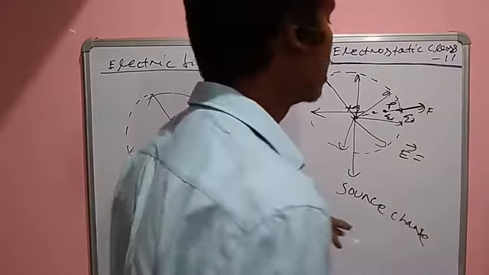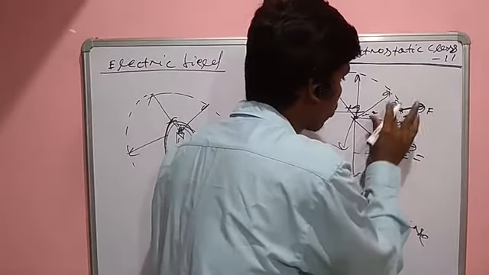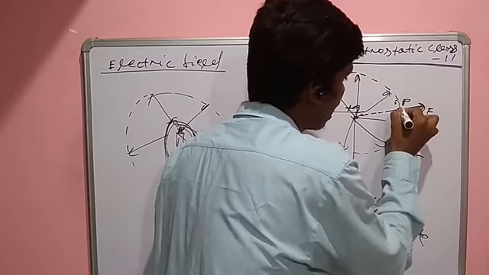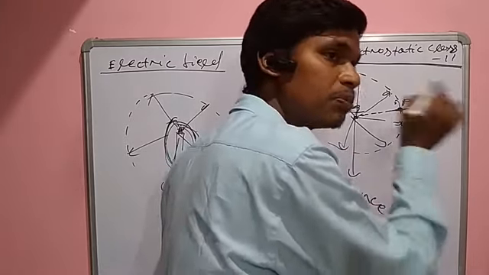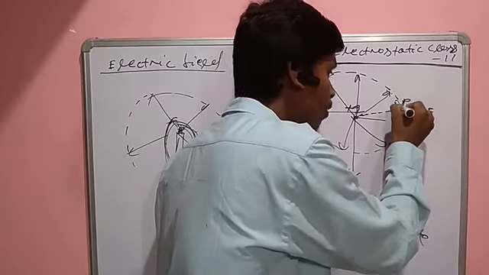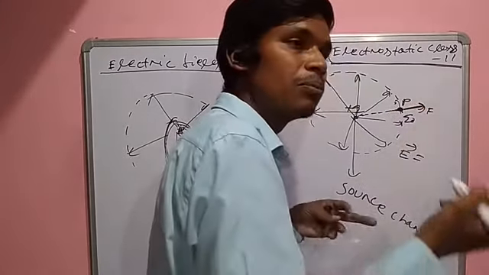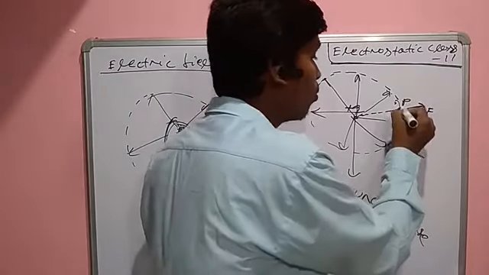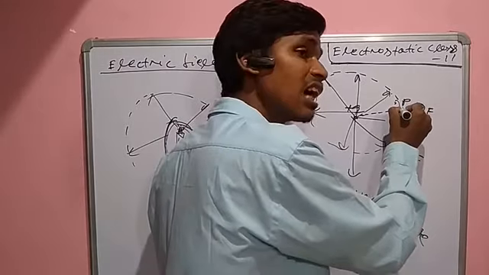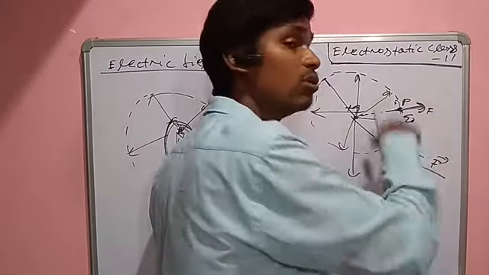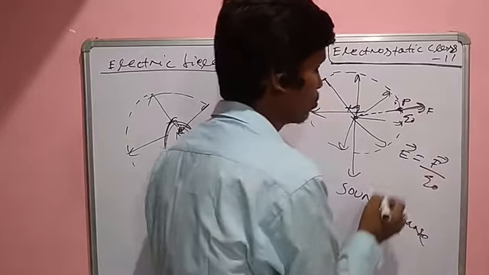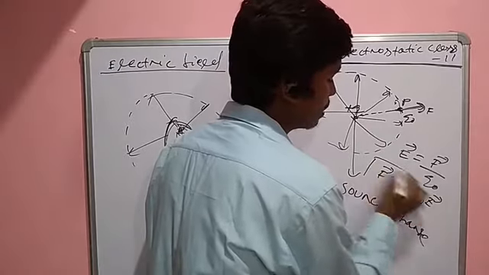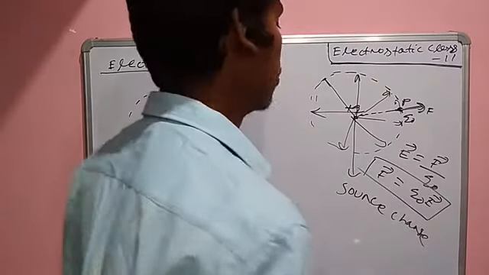The field can be defined. Suppose this point P is here, and at this point a test charge Q0 is present. At this point the field exists. What is the value of the field? The value of the field is the force exerted on the charge per unit test charge Q0. So that means F is equal to Q0 times E, and it is a vector quantity.